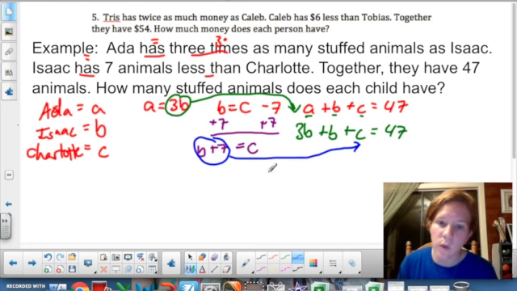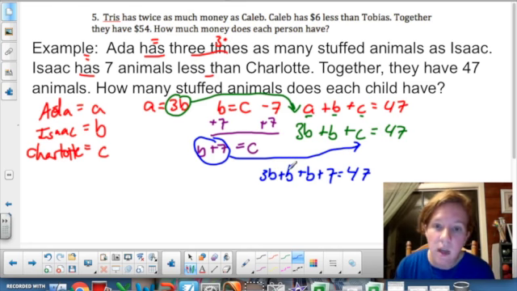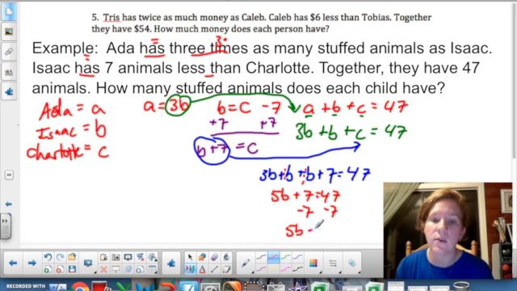So what I'll have then is I'll still have 3B plus B, but instead of writing C, I'm going to write B plus 7. That equals 47. And now I have an equation that's all in terms of one variable, so I can combine like terms. 3B plus, remember, there's an understood 1 there, so 3B plus 1B plus 1B, 3 plus 1 is 4, plus 1 is 5. So I have 5B plus 7 equals 47, and now it's just a two-step equation. I'm going to subtract 7 from both sides, and I get 5B equals 40.